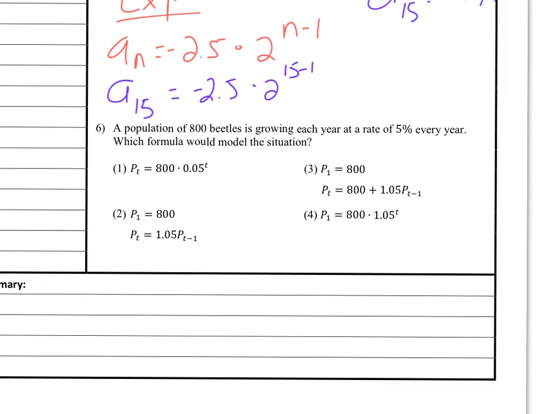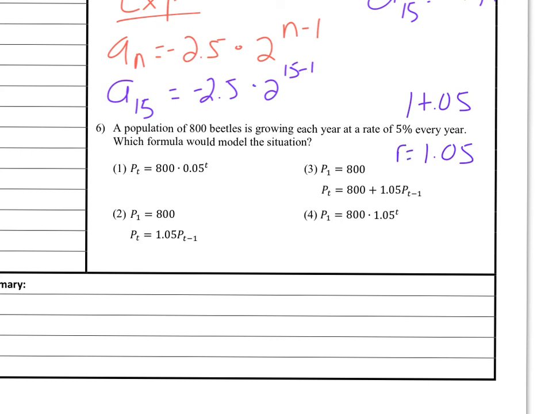Question 6. A population of 800 beetles is growing each year at a rate of 5% every year. Or we could just say it's growing at a rate of 5% per year. But yeah, sure, that's a great way of wording it. Anyways, which formula would model the situation? All right, so we need to know which formula is modeling it. Well, if it's growing at a rate of 5%, the rate isn't 5%. Remember, the rate that we're talking about has to be above or below 1. So how much above 1 are we? We're going to be at 1.05. So 1 plus the 0.05, since it's growing, gives me my 1.05 as my r.